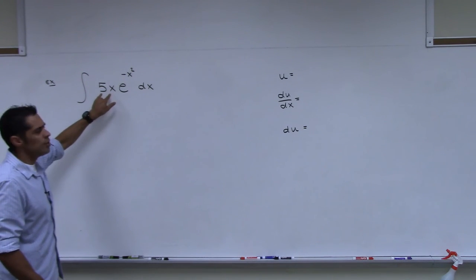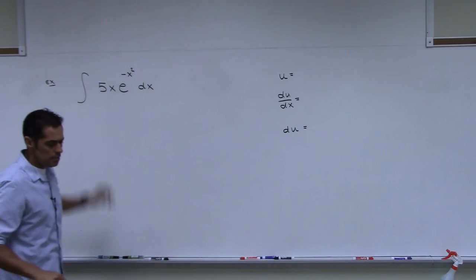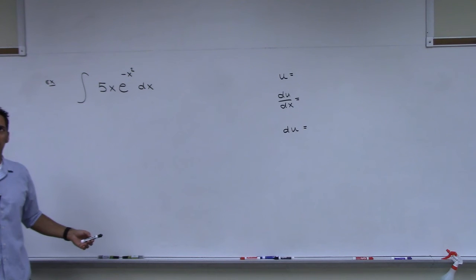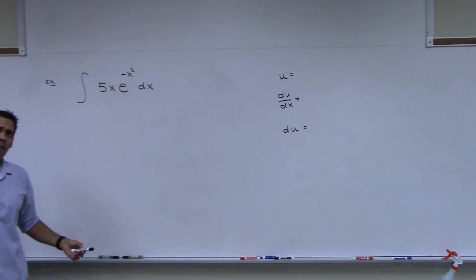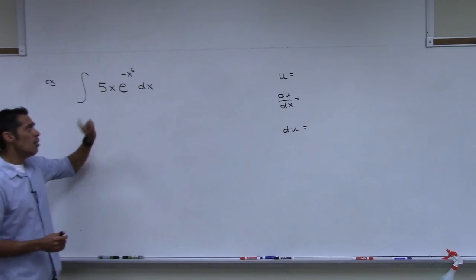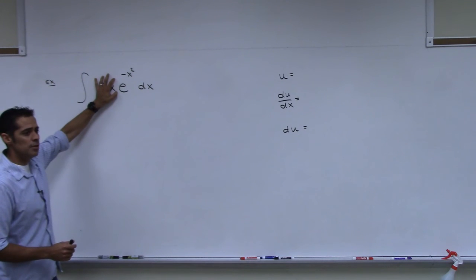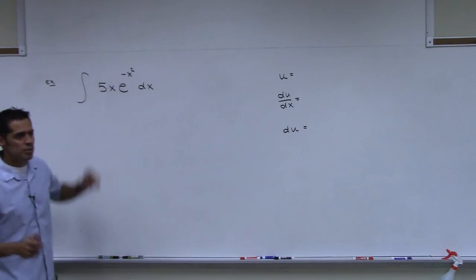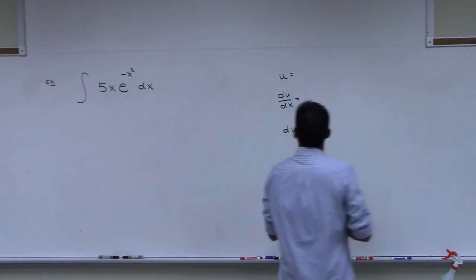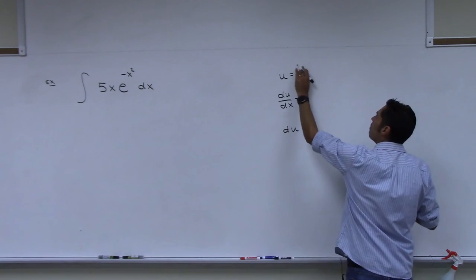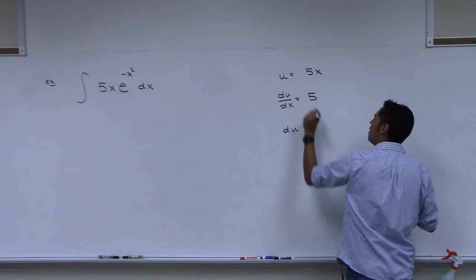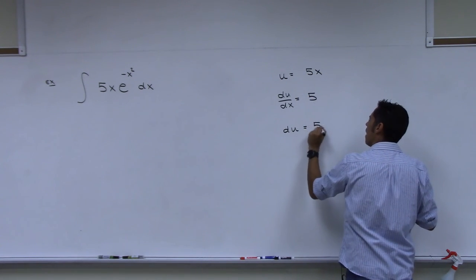5x as your u. Is that what you're saying? Okay, let's go for it. Y'all want to try that? What's the derivative of 5x? 5, which you don't have because you're going to use 5x as your u, right? So you'll be off by a constant, but that's okay. All right, let's try it. So let's try 5x here. The derivative of that is 5, so that becomes 5 dx.